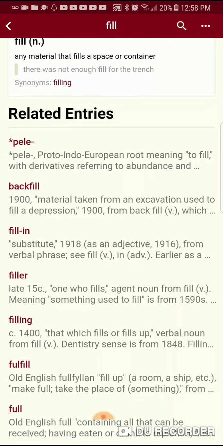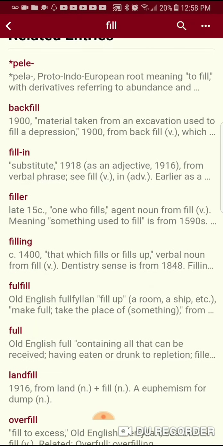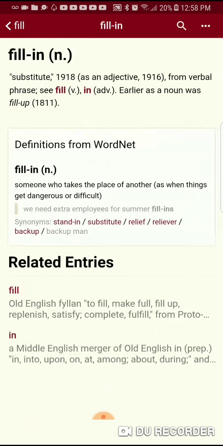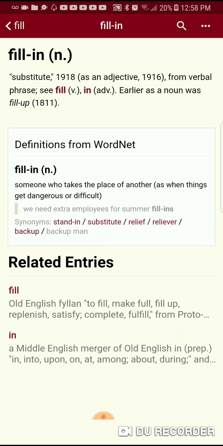So again, to fill, peel. Backfill. These are just related terms. Look at fill in, substitute. This is what Native Americans are, because people look at them as the original people of this land, but they are not the original people. They may be of another group or a subgroup or so-called race, but at the end of the day, they are not the original people. They had to come from or through at some point in time during this process of creation to where they are now. Someone who takes the place of another, they're taking your place.